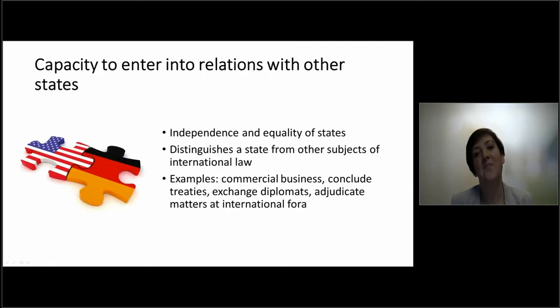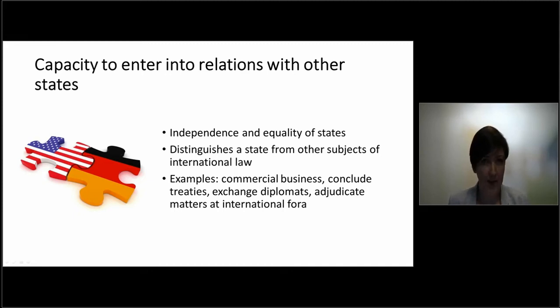Then finally, the state is determined by its capacity to enter into relations with other states. And this is really showing the independence of states and equality of states. And it shows the difference between international organizations and individuals, the other subjects of international law.